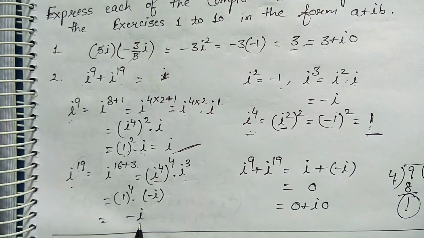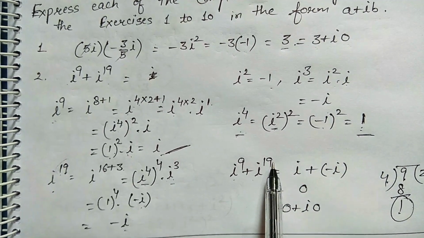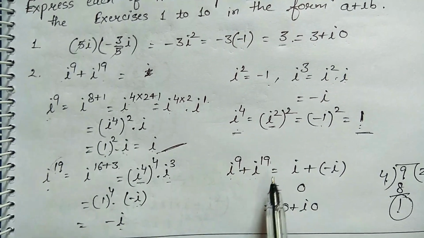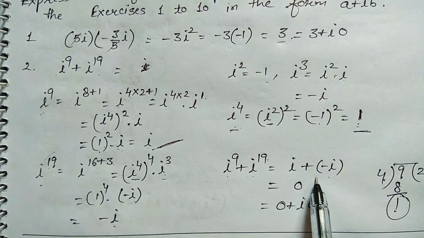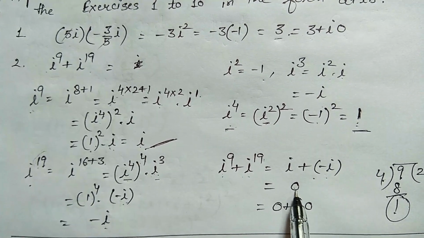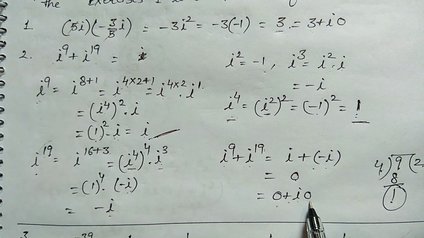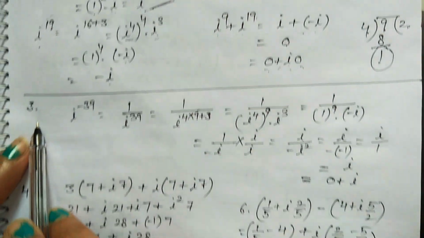Same, iota power 9 plus iota power 19. Iota power 9 is iota and iota power 19 is minus iota. Then we can cancel these. So what will come? 0. So we can write this as 0 plus iota into 0. This is the a plus iota b form. Okay.